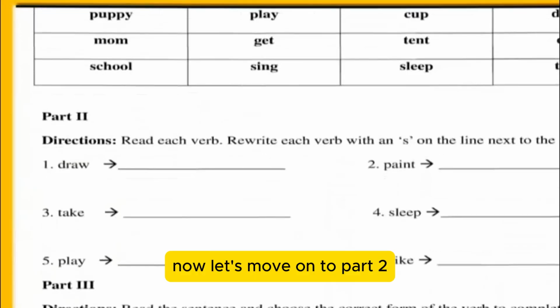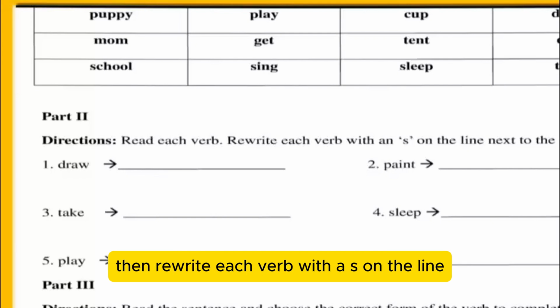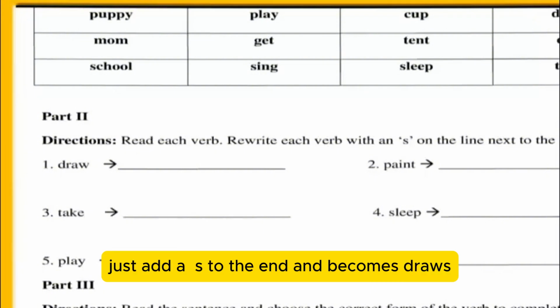Now let's move on to part 2. The direction says to read each verb. Then rewrite each verb with an S on the line next to the verb. So number 1 reads draw. Draw is an action word. Just add an S to the end and it becomes draws.